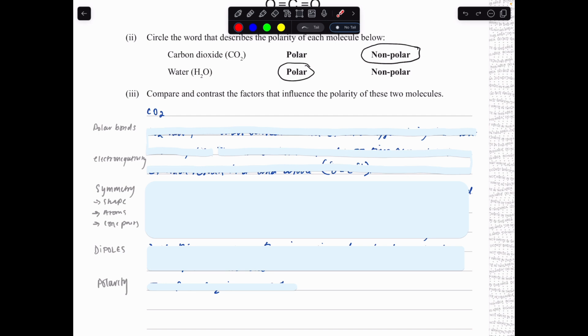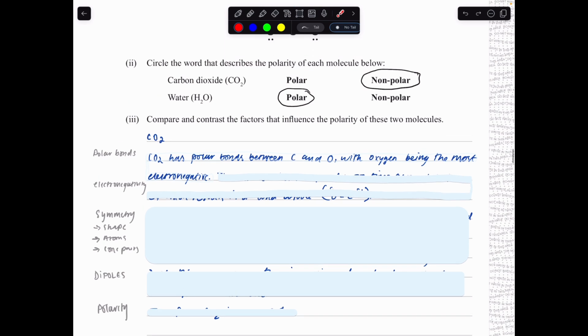Okay, so first of all, let's talk about the polar bonds of CO2. CO2 has polar bonds between carbon and oxygen, with oxygen being the most electronegative. Now we have to talk about electronegativity. This means electrons spend more time around oxygen than carbon, which results in a bond dipole. And I've shown the bond dipole here. It's a good idea to do that.